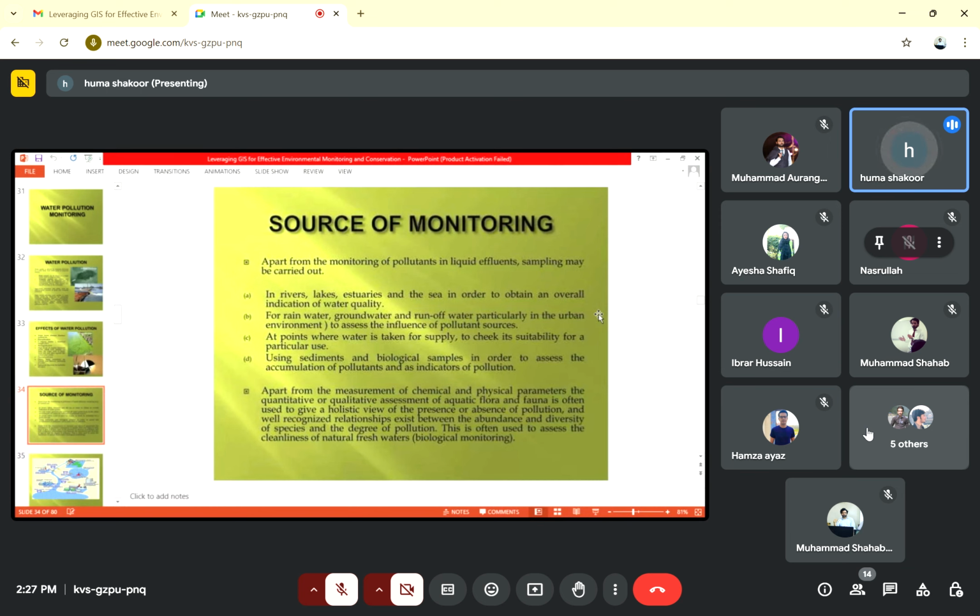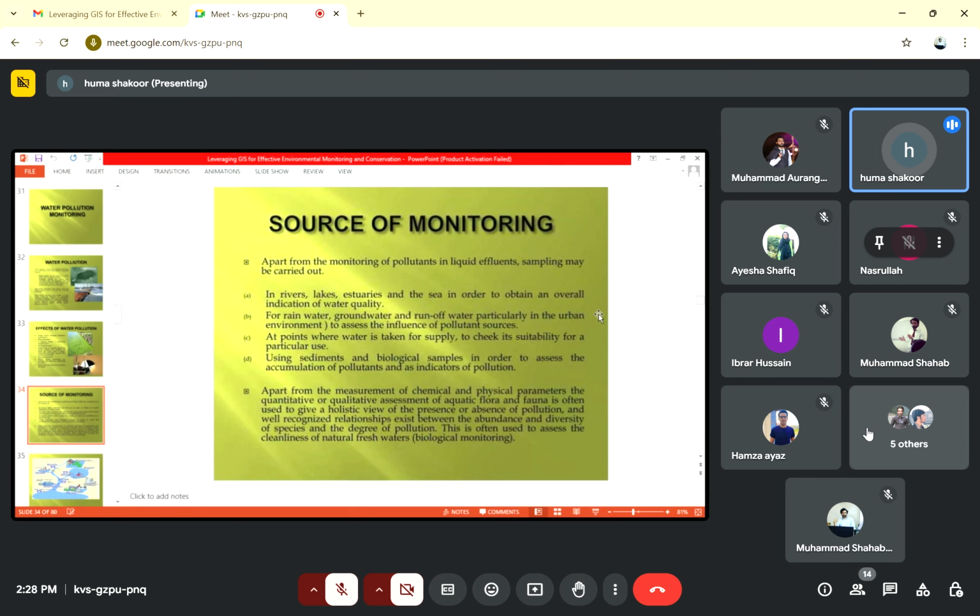What are the sources of monitoring of water? Apart from the monitoring of pollutants in liquid effluents, monitoring may be carried out in rivers, lakes, estuaries, and the seas in order to obtain an overall indication of the water quality; for rainwater, groundwater, and runoff water, particularly in the urban environment, to assess the influence of pollutant sources; at a point where water is taken from supply to check its suitability for a particular use; and using sediments and biological samples in order to assess the accumulation of pollutants and as indicators of the pollution.